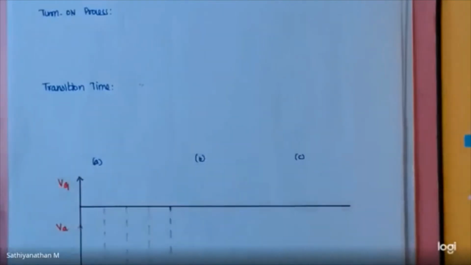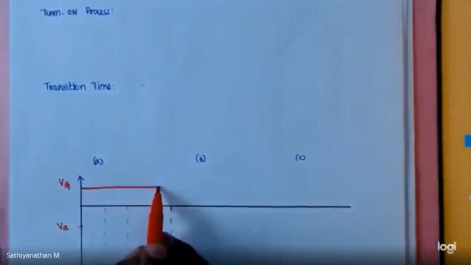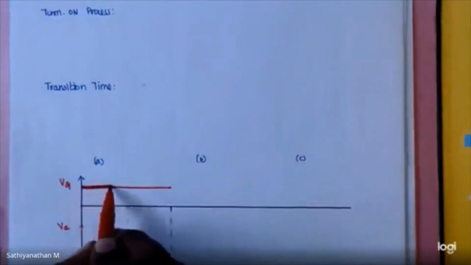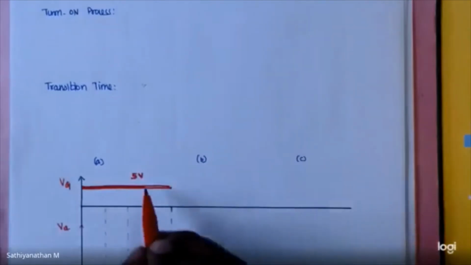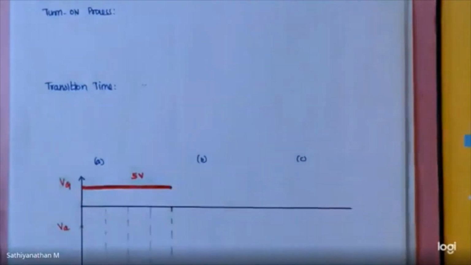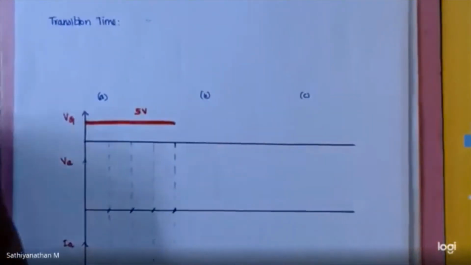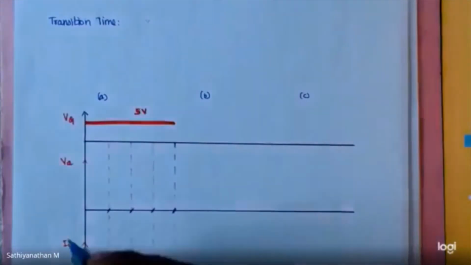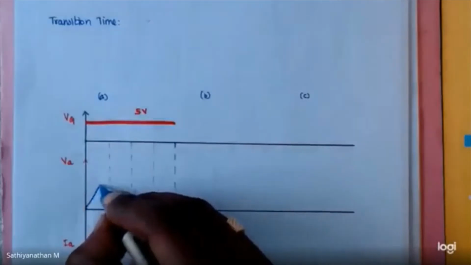So normally we apply a gate voltage of constant magnitude, say for example 5 volt. The constant 5 volt is applied across the gate and cathode terminals. Okay, so when you apply this voltage, your gate current starts to increase from 0 to max.